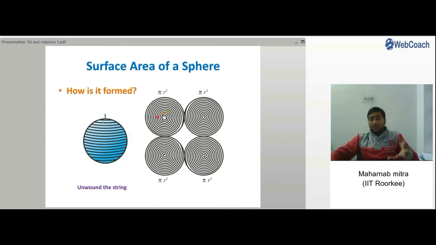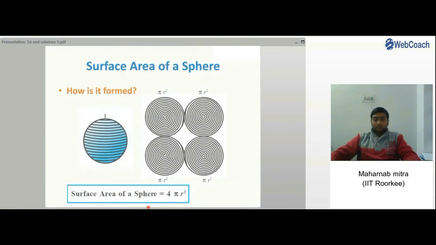And of course, if we get 4 circles of the same radius with the help of the string, then the total surface area of this sphere must be that of the 4 circles, right? It should be pi r square plus pi r square plus pi r square plus pi r square. This should be the surface area of the sphere. So the surface area of a sphere we get as 4 pi r square.